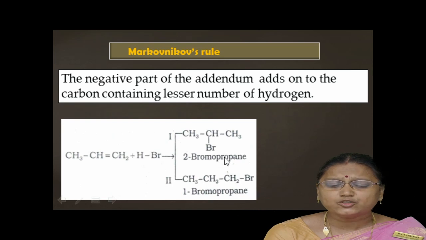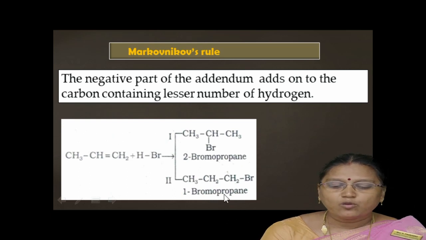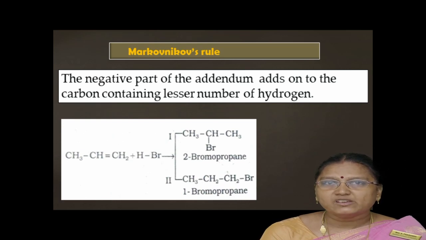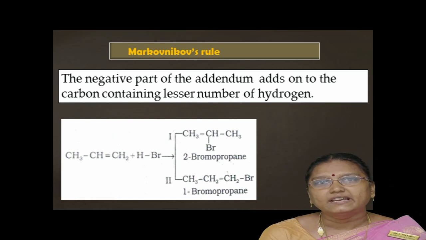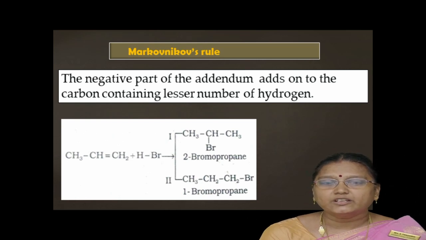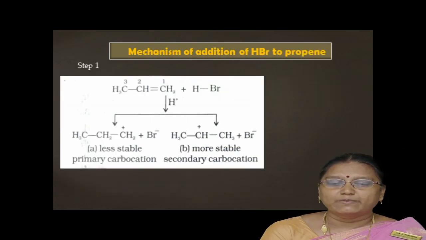So, among these two products, 2-bromopropane is the predominant product. 1-bromopropane is the minor product. This 2-bromopropane formation is mainly confirmed by the mechanism. This is arrived at through the mechanism. What is mechanism? The actual pathway of the reaction. The formation of the 2-bromopropane is ascertained through its mechanism. So, let me point out the mechanism here.